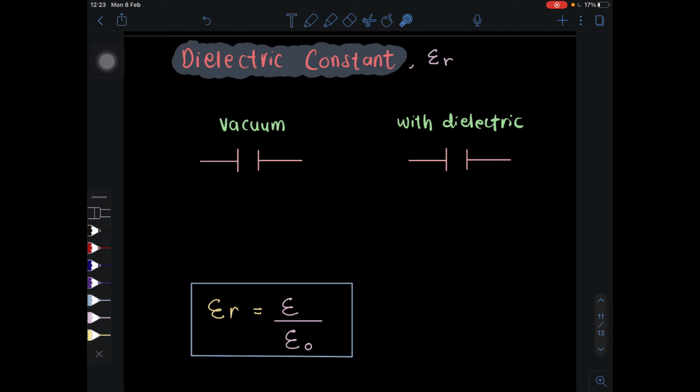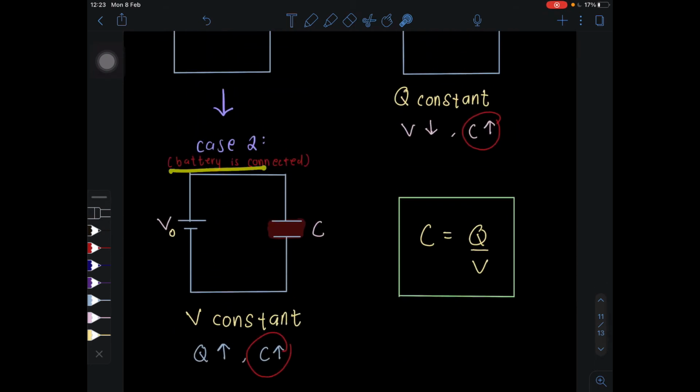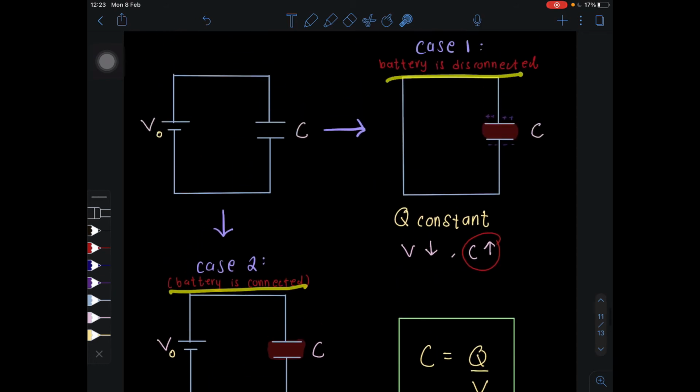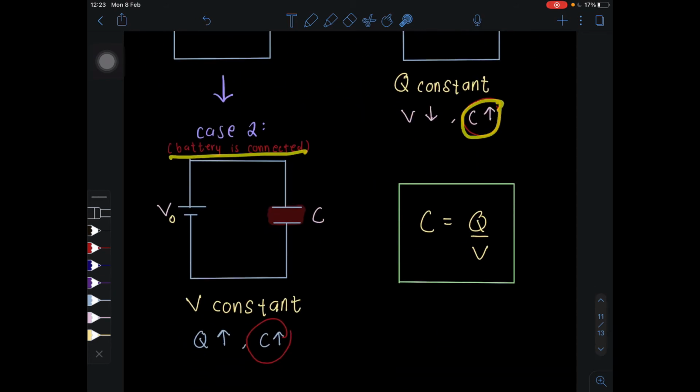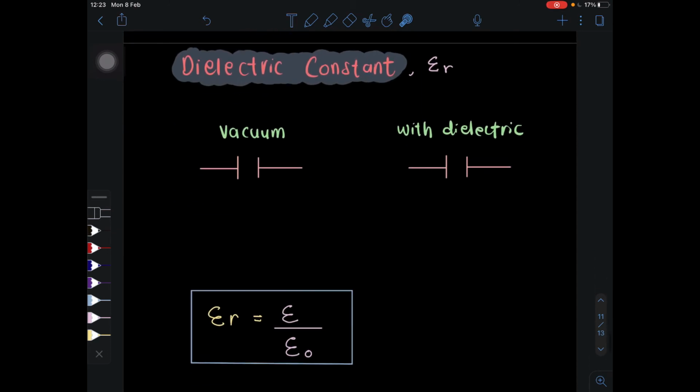So we know that, like Miss said earlier, for both cases here, when the battery is connected and disconnected, the capacitance will increase. In both cases the capacitance will increase when a dielectric is placed. So let's say we put a dielectric here. Maybe it's a paper. Okay, let's say it's a paper here. And we know that C will increase.